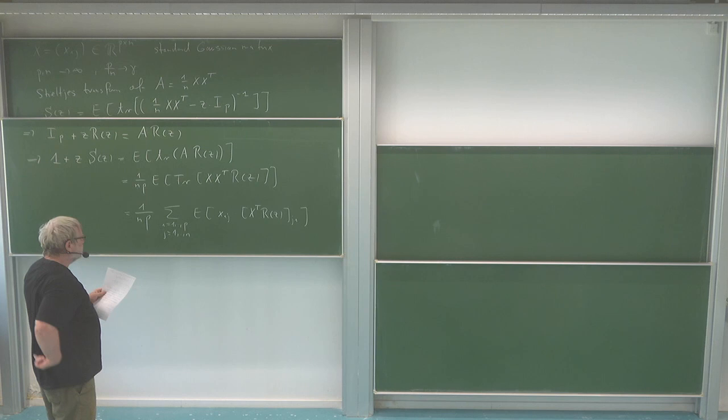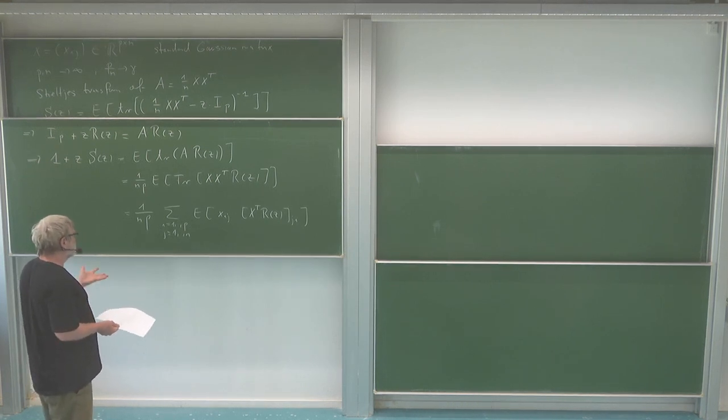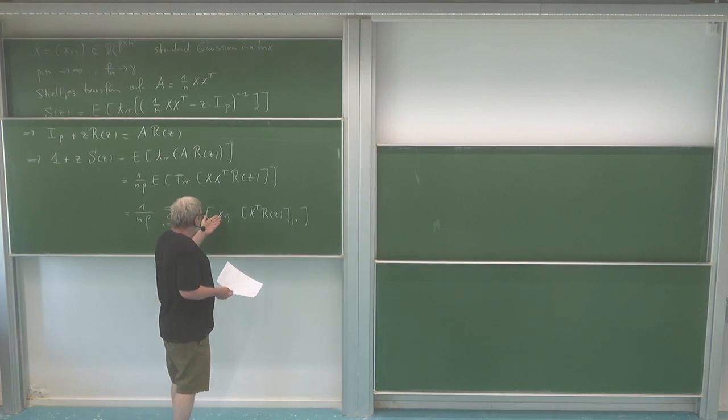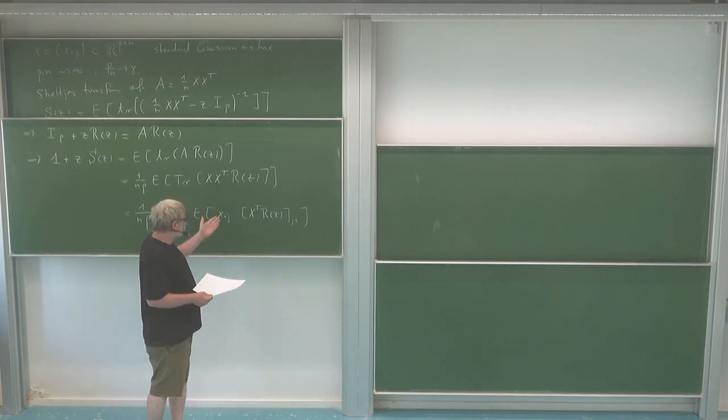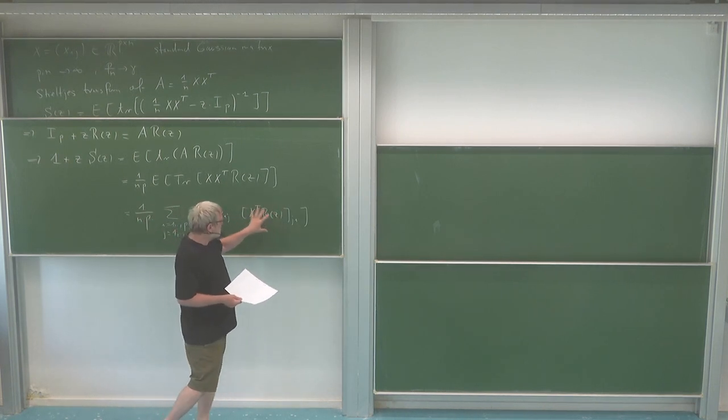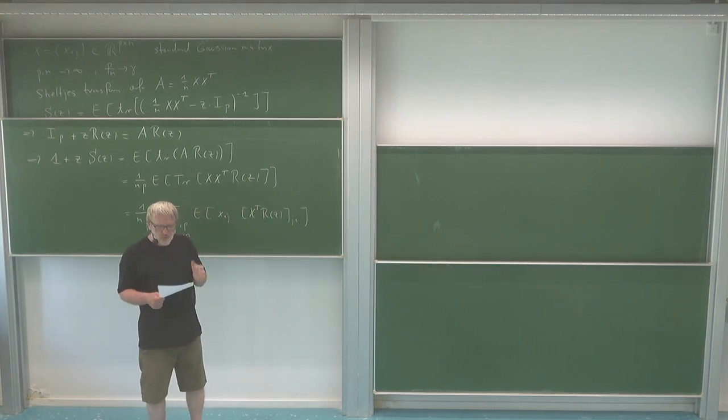Good, and now you see what I have here, and what I should understand if I want to go further is the expectation where I have one of the entries of my matrix X, so this is a Gaussian entry, multiplied with something here, and this something here is now a function of my matrix X, of all the entries.